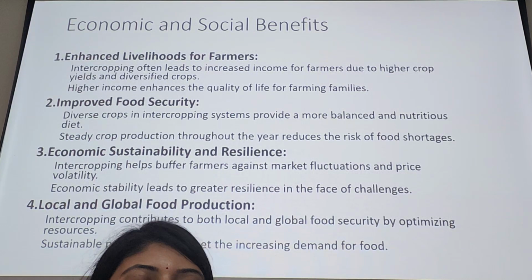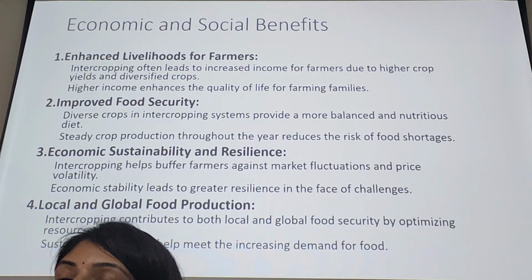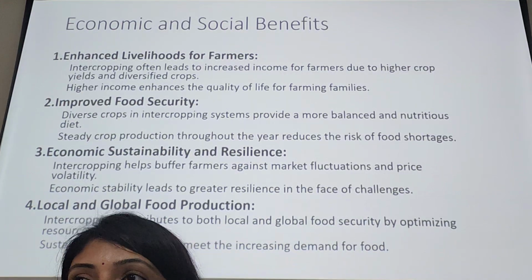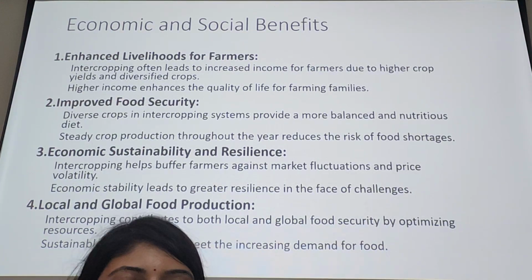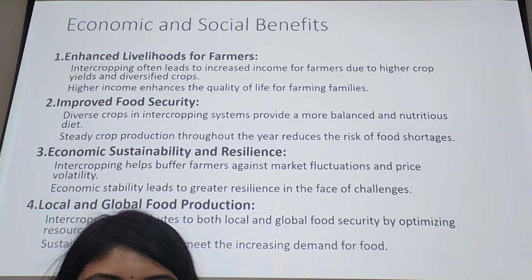Intercropping contributes to both local and global food security because we optimize the resources by not only planting a single crop in our farm, but we also utilize all the resources available and plant multiple crops. So it helps in terms of food production, and sustainable practices help to meet the increasing demand for food.